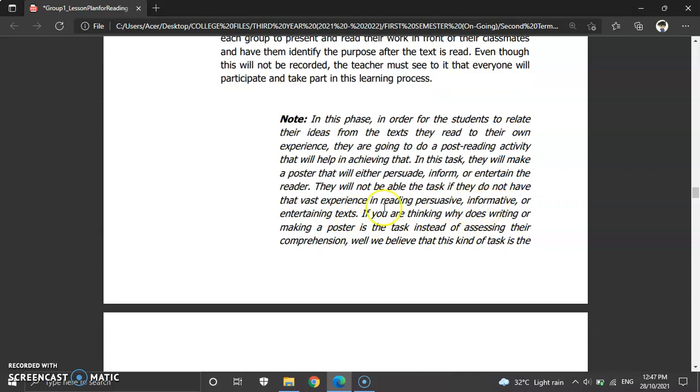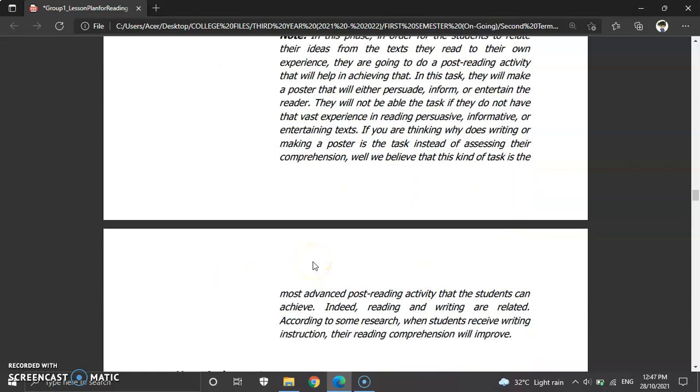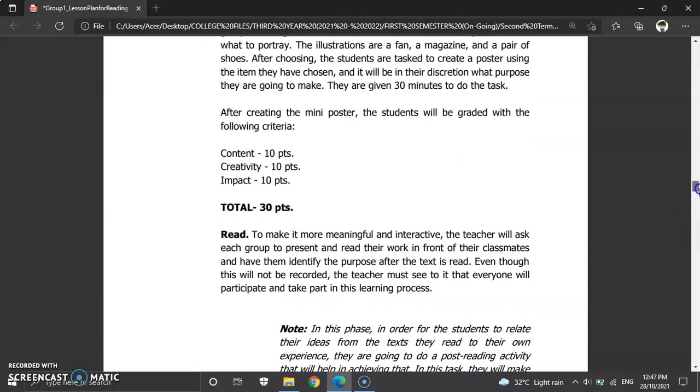If you are thinking, why is the task writing or making a poster instead of assessing their comprehension? Because, again, we are focusing on reading. We believe this kind of task is the most advanced post-reading activity that the students can achieve. Indeed, reading and writing are related. According to some research, when students receive writing instruction, their reading comprehension will also improve. That is our reason why we chose this kind of activity.